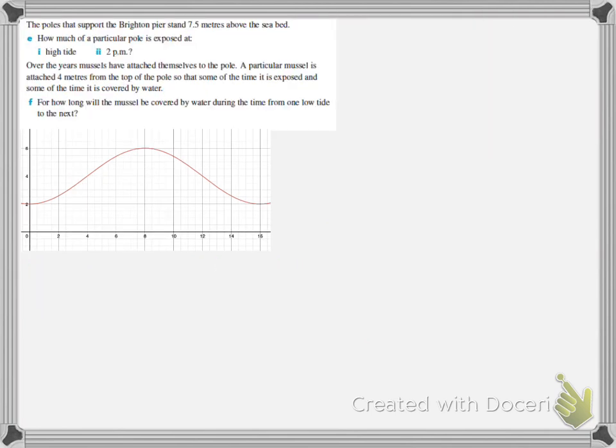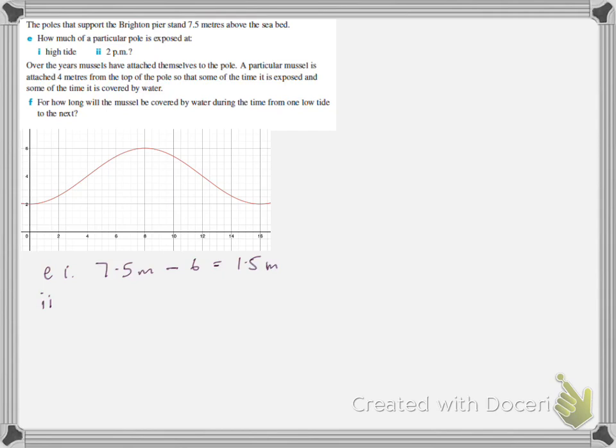This next part of the question tells you that the poles that support the pier stand 7.5 metres above the seabed, and you're asked how much of a particular pole is exposed at high tide. So we can look at the graph there, and we know that the maximum depth is 6 metres. So for that first part, you just need to subtract 6 metres from 7.5 metres. Okay, so 1.5 metres is exposed.